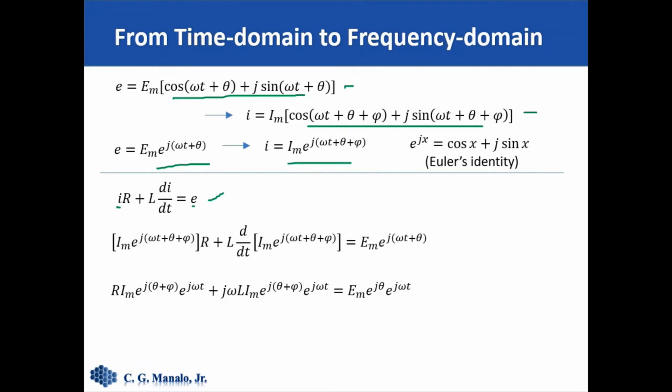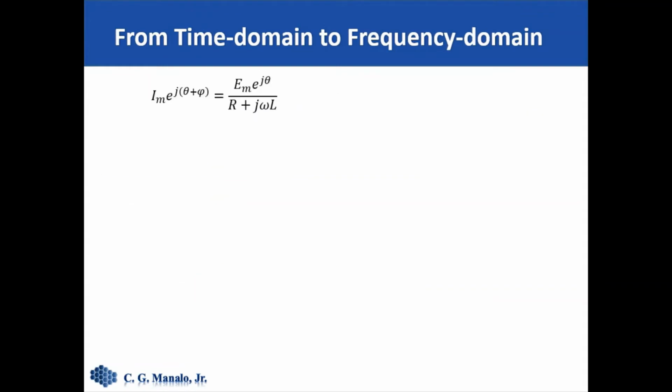Notice that I have factored out these factors and that I should be able to cancel them out. So this is one, this is cancelled, this is cancelled. And that should give me this expression. Take note that our objective here is to solve for I sub m and the angle phi. Once we have these values, we can write immediately our steady state response.